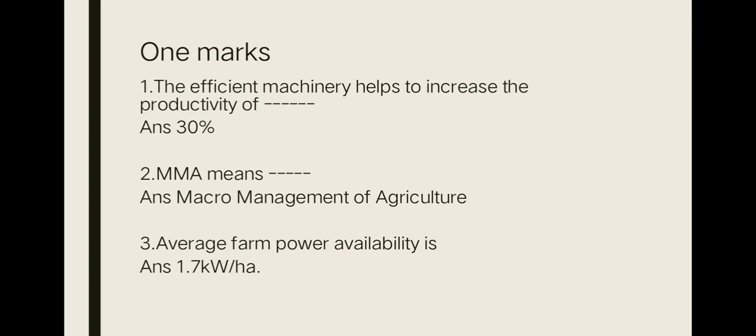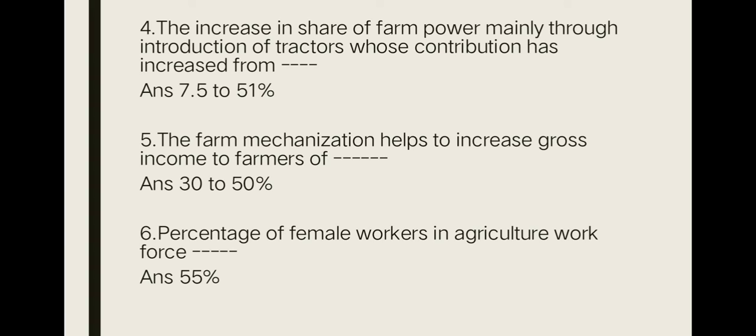And the second question is MMA, which stands for macro management of agriculture. Macro means a wide range of agriculture we can handle with the help of farm mechanization. Average farm power availability is 1.7 kilowatt per hectare. This is optimum, so everyone can afford it.